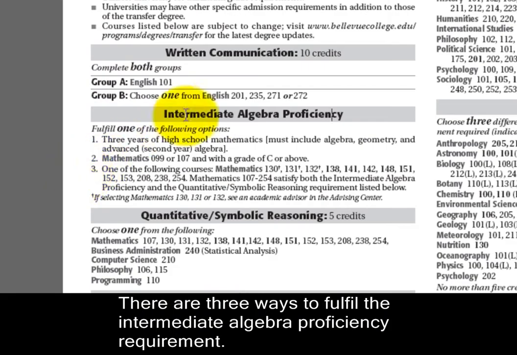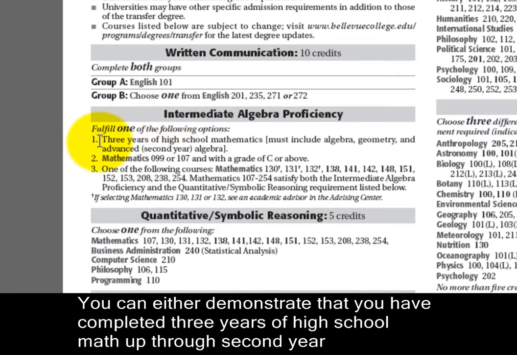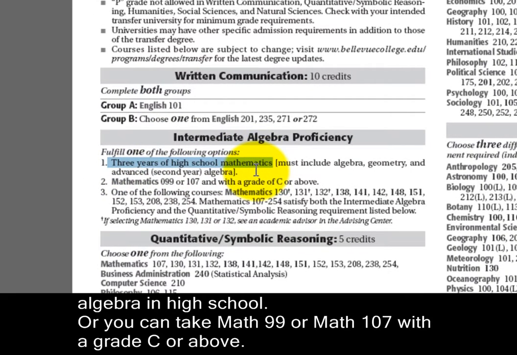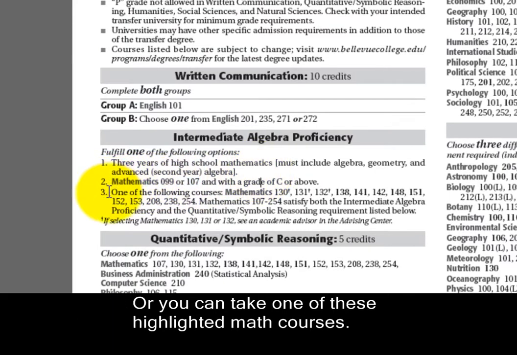There are three ways to fulfill the intermediate algebra proficiency requirement. You can either demonstrate that you have completed 3 years of high school math up through second year algebra in high school, or you can take Math 99 or Math 107 with a grade C or above, or you can take one of these highlighted math courses.